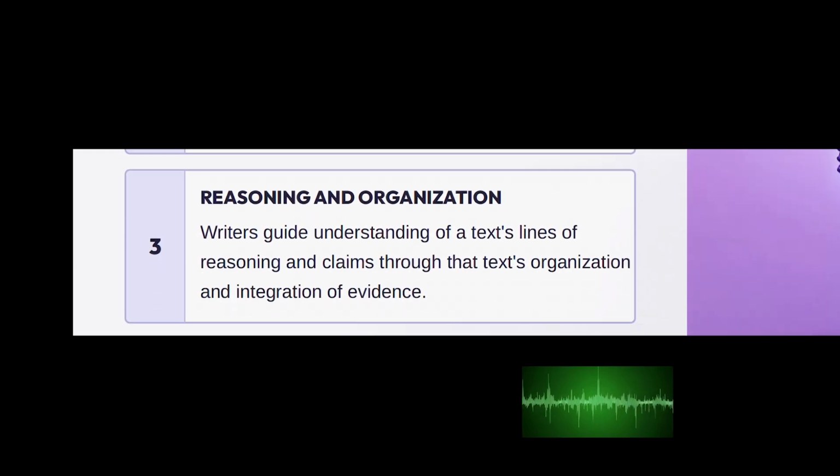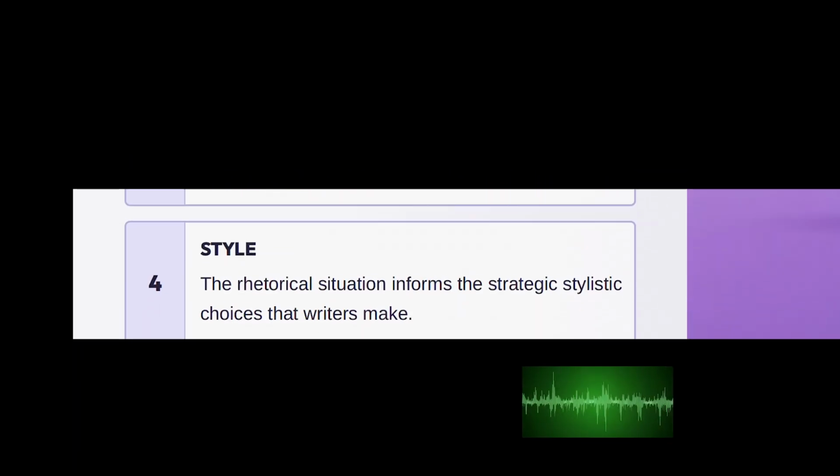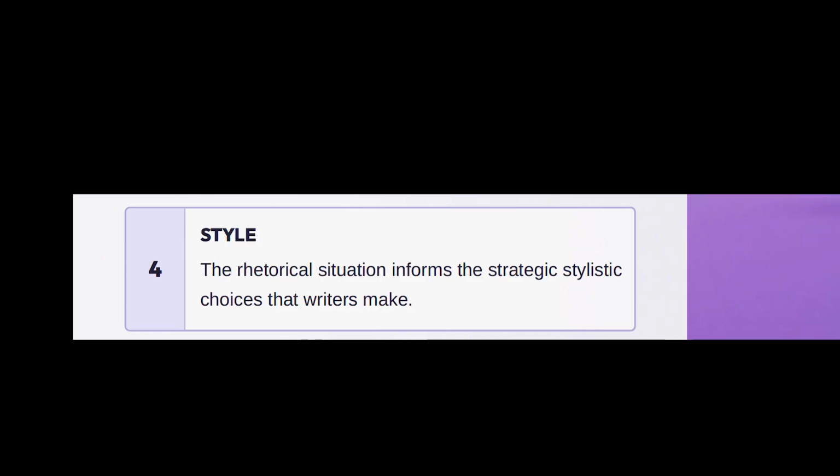Reasoning and organization. Writers guide understanding of a text's lines of reasoning and claims through that text's organization and integration of evidence. And finally, Style. Which means that the rhetorical situation informs the strategic stylistic choices that writers make.